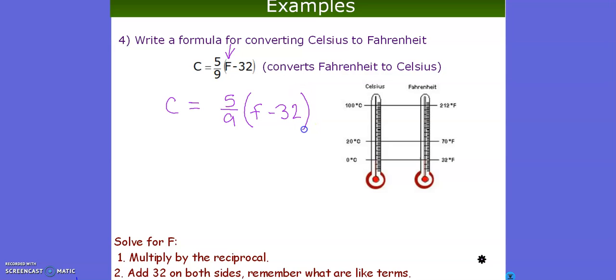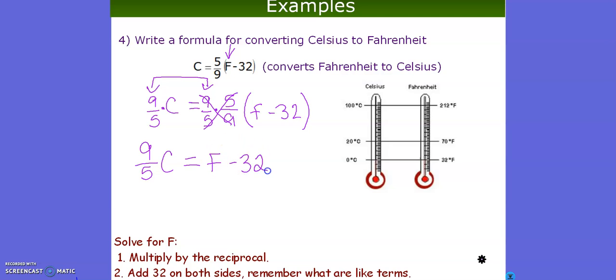So I'm going to rewrite it, give myself some space here. So I've got to get rid of my coefficient, which is 5/9. How do I do that? I multiply with the reciprocal on both sides. So I'm going to multiply by 9/5 here. If I multiply by 9/5 on the right side, I have to multiply by 9/5 on the left side. So on the left side, I have 9/5 C equals, on the right side, my reciprocals cancel out, and I'm just left with parentheses F minus 32. My parentheses are gone. I don't need them to show grouping.